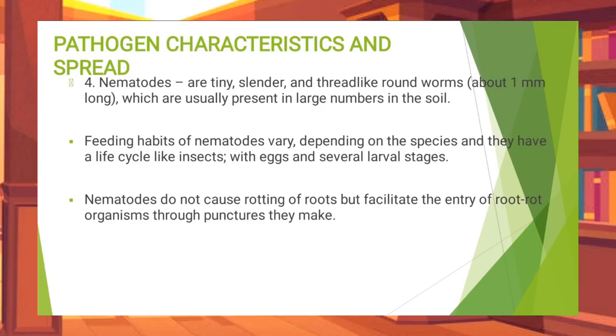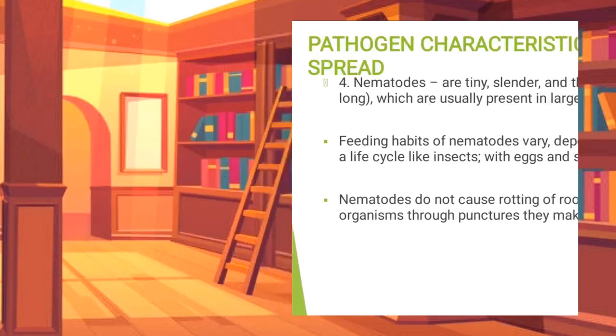Number 4, nematodes are tiny, slender, thread-like roundworms about 1 mm long, which are usually present in large numbers in the soil. Feeding habits of nematodes vary depending on the species, and they have a life cycle like insects with eggs and several larval stages. Nematodes do not cause rotting of roots but facilitate the entry of root rot organisms through the punctures they make. Nematodes feed on the roots of plants. If they eat the roots, the plant has difficulty absorbing water and nutrients, so the plant grows very slowly. There is also the possibility that viruses or bacteria will enter through the nematode punctures.